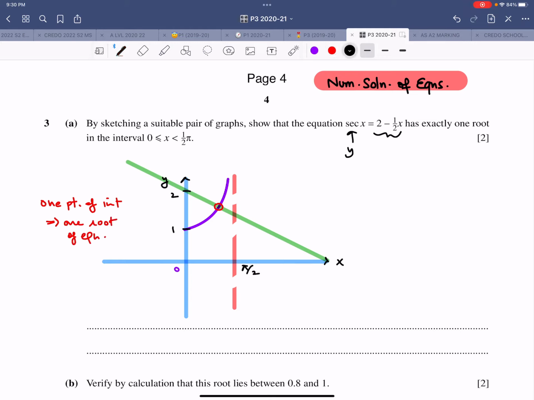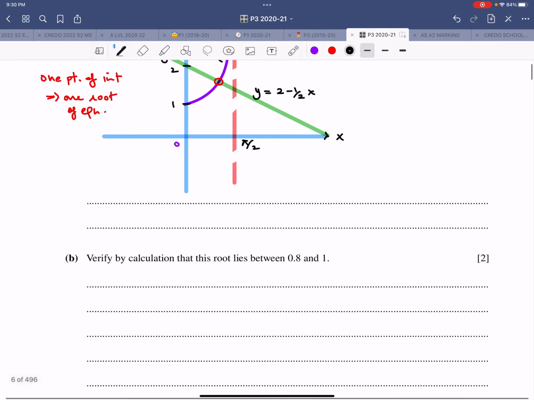And label the individual graphs also. So when you label the individual graphs, which one is this? Of course the straight line one, that is y equals 2 minus half x, and the curve one, that is y equals sec x, and that's how this graph is drawn.